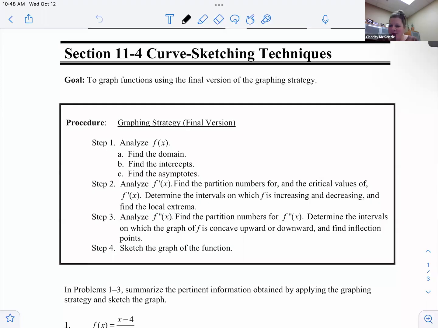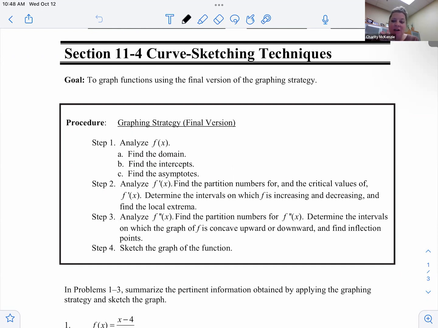All right, so 11.4 is going to put together everything we've been doing except L'Hopital's rule for that 11.3. That's a little bit different concept, right? So we're going to go back to what we were covering for 11.1 and 11.2, and we're going to put it all together with all of our algebra ideas for 11.4.